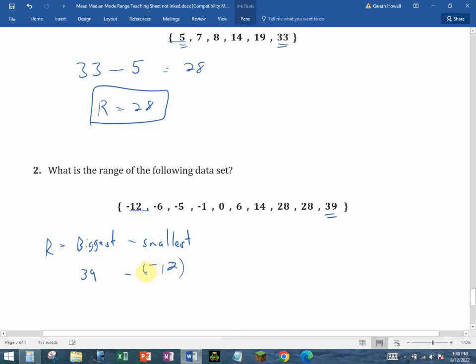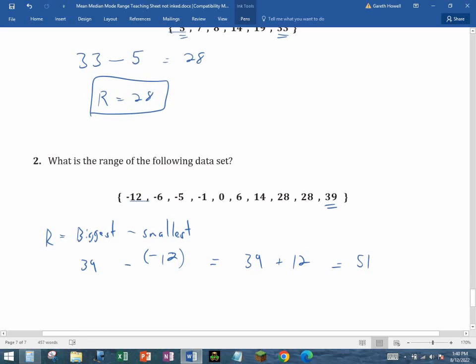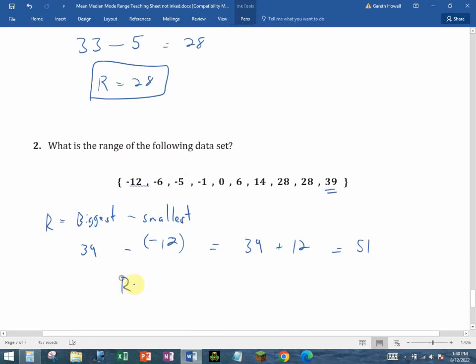Now, be careful when you're subtracting negative numbers. Okay, when I was in grade 10, my teacher told me that sometimes if you have a minus and a negative, these two things, you can get rid of them and they turn to a plus. So it's actually the same as 39 plus 12. Those two negative signs actually cancel each other out. Okay, so 39 plus 12 is actually 51. So the range of this set is 51.